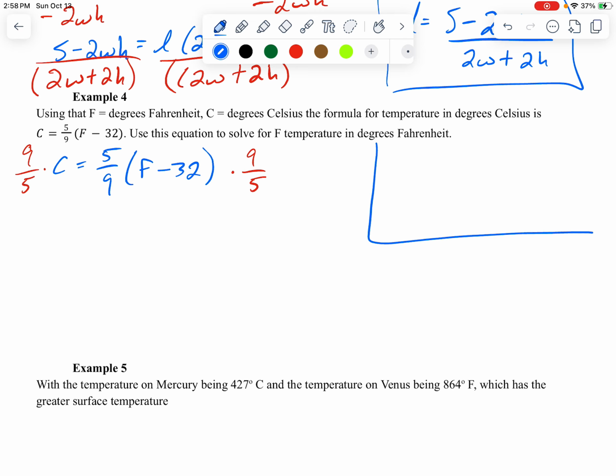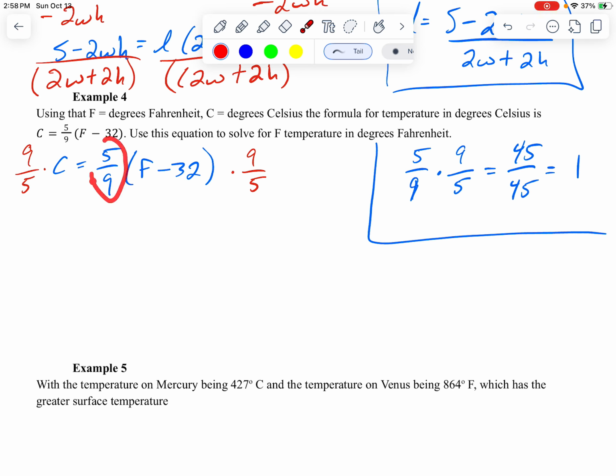And just kind of on the sideboard, let me show you why. If I've got a fraction 5 over 9, and I multiply by that reciprocal, remember we multiply straight across. So this would be 45 over 45. Anything divided by itself is just 1. And so if I turn that into a 1, and it's being multiplied by something else, it becomes irrelevant. It basically goes away. So what are we at after we do this? Multiplying here is going to make that go away. So we'll have 9 over 5 times C equals F minus 32.